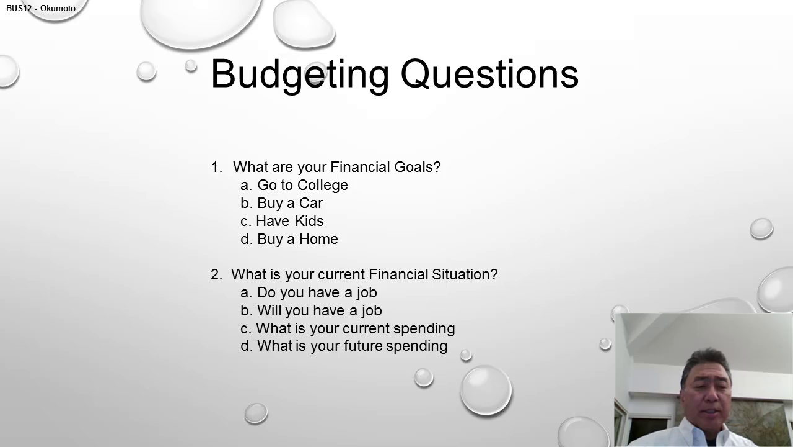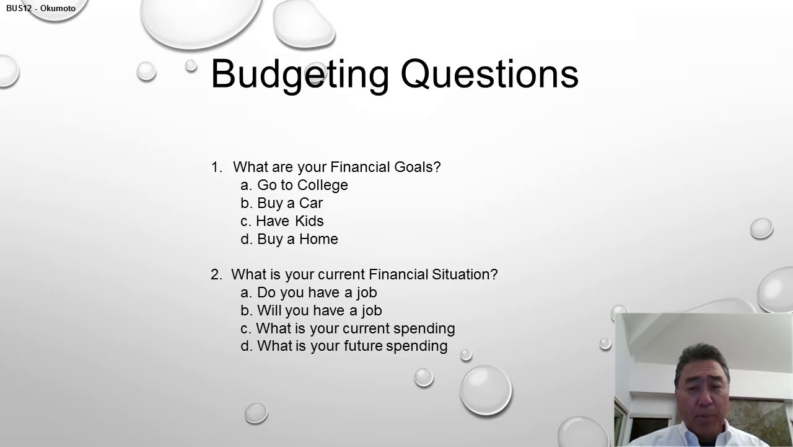With regards to the second question, what is your current financial situation? We need to understand, do you have a job? Or will you have a job? Or will you get an increase? And what are your current spending patterns? And what may be your future spending patterns? So these 2 questions have to be answered before you can start the budgeting process. What are your financial goals? And what is your current financial situation?